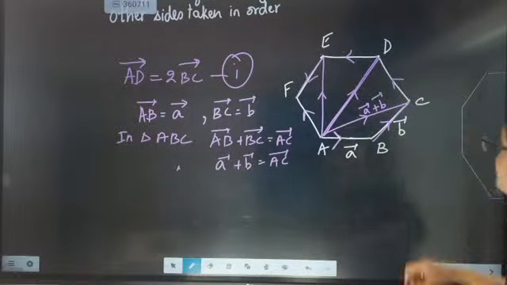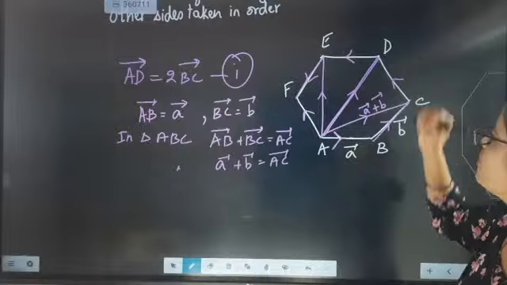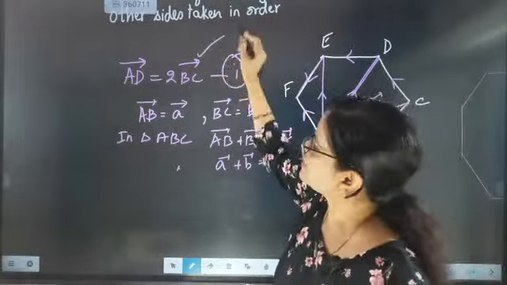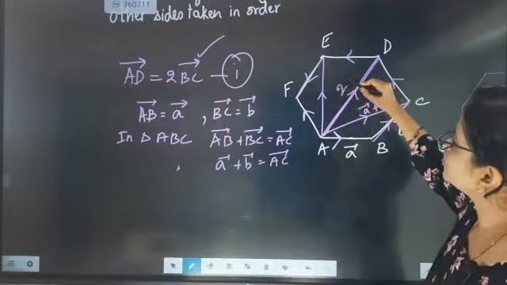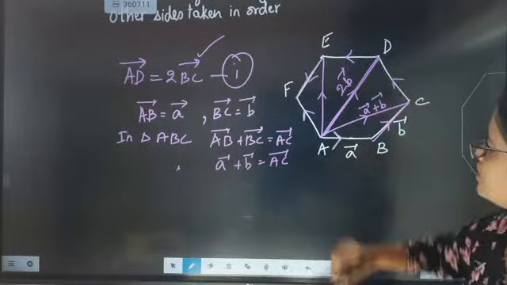Now the big problem here is we don't know what CD vector is. We have to find CD vector. So again we have to apply it, but we know AD vector. Right now itself we got AD vector as 2 BC vector, 2 B vector. So now we will apply the triangle law in this also.